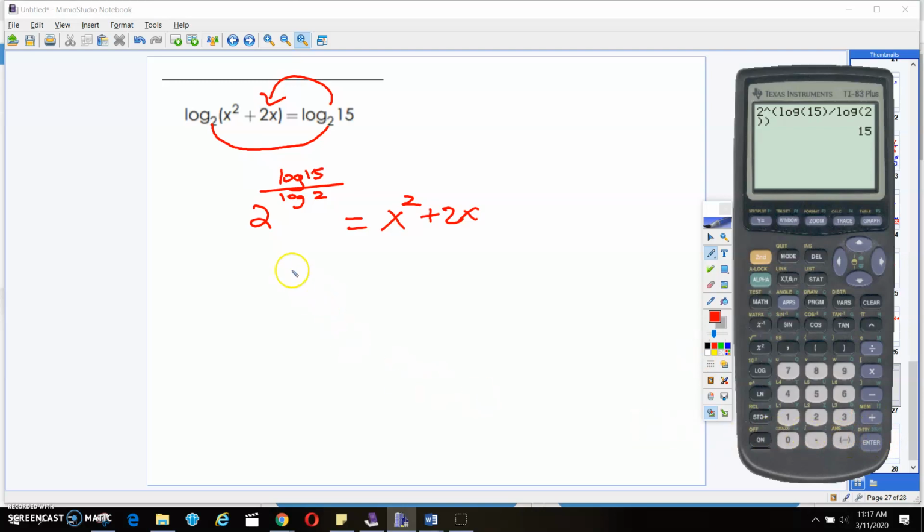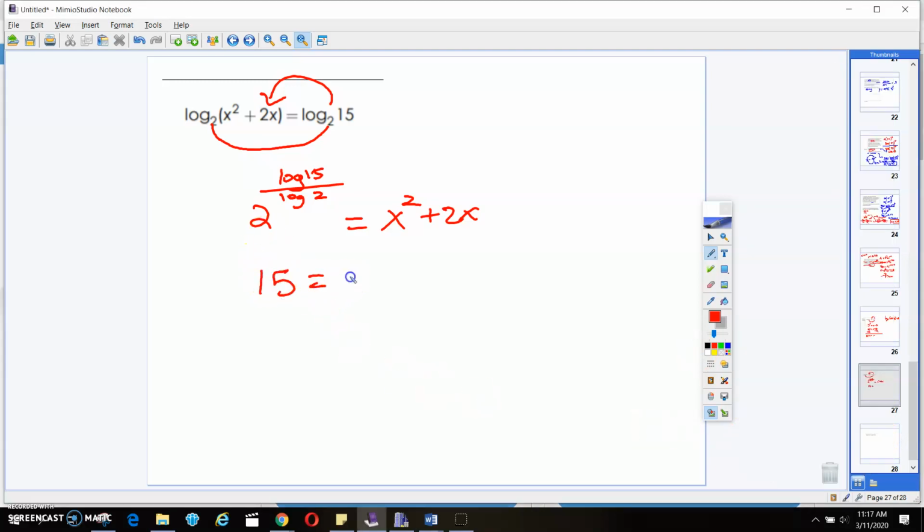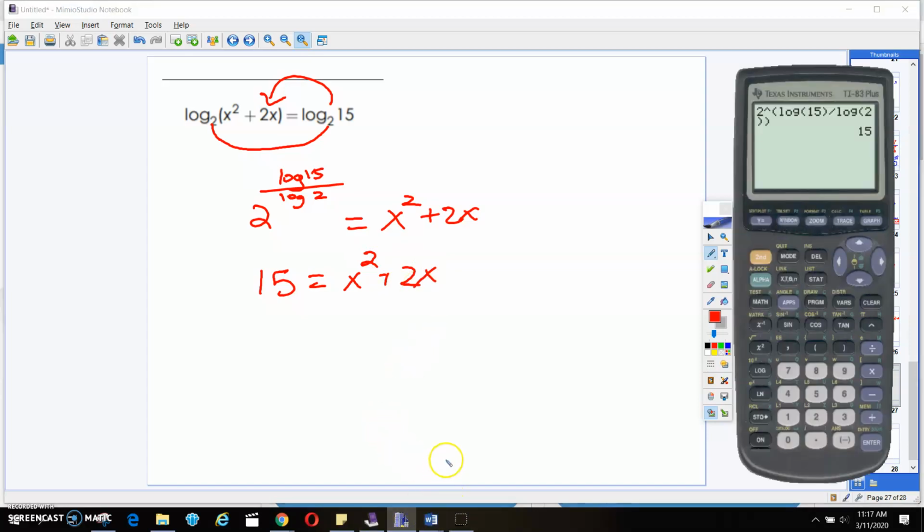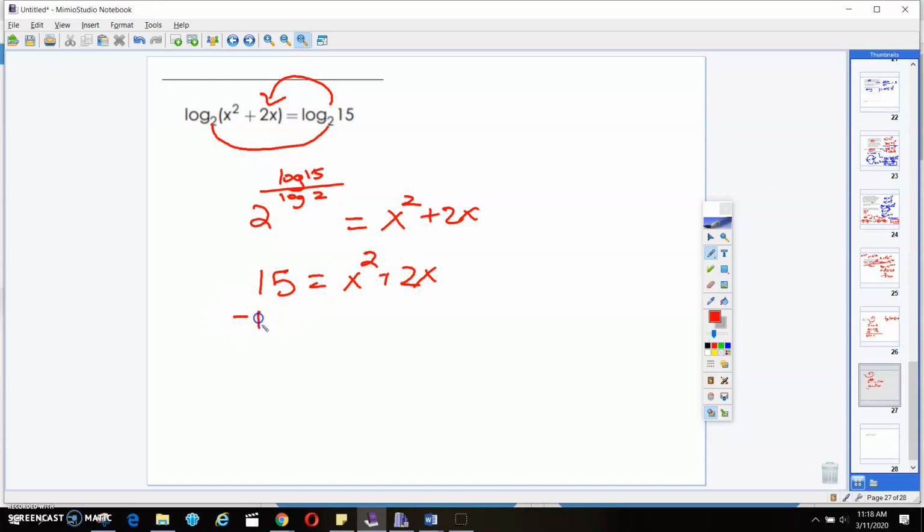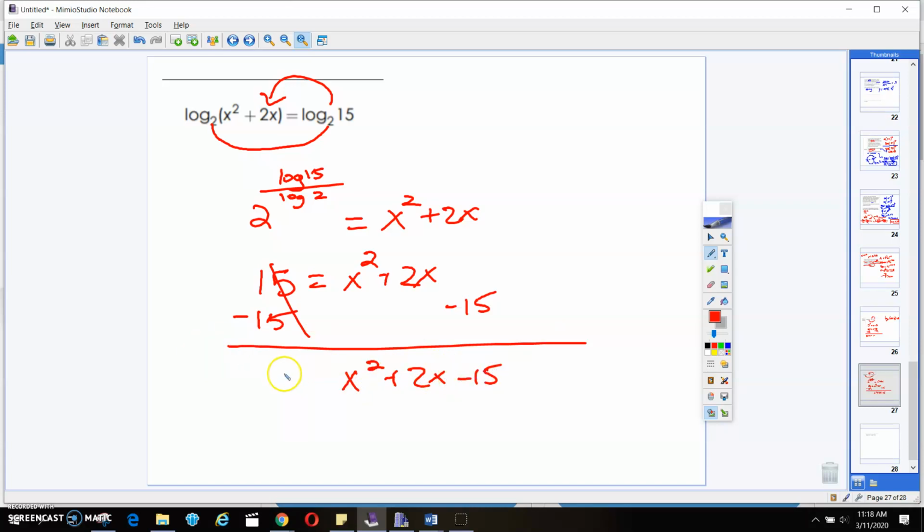When I hit enter, look what I get. It's a whole number. That makes my life a little bit easier, right? Hopefully, maybe just a little bit. Okay, so now you're going to move that 15 to the other side by subtracting it. And you're going to get x squared plus 2x minus 15.